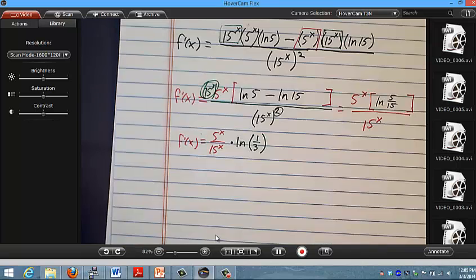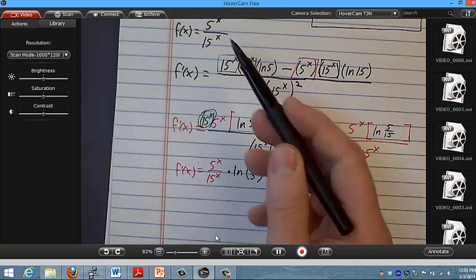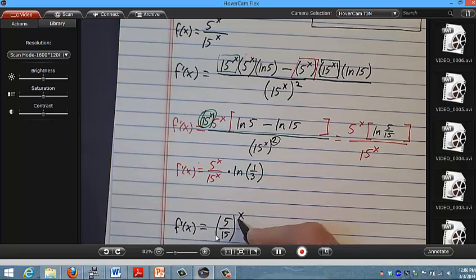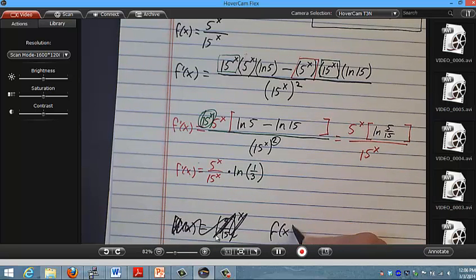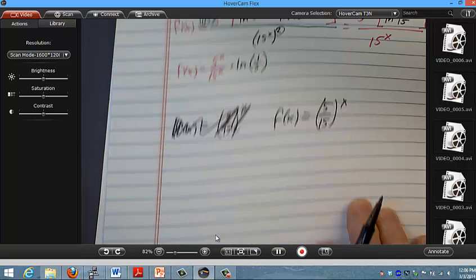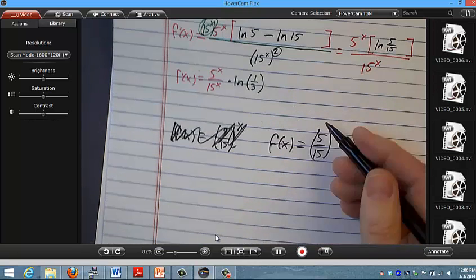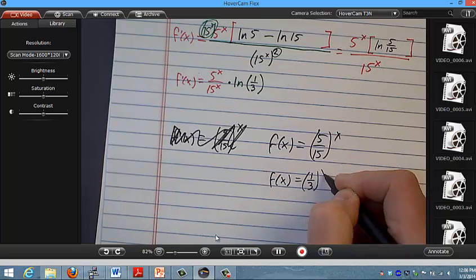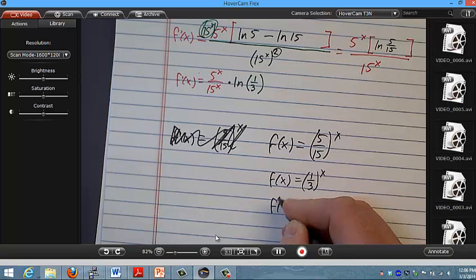I know we wrote the problem the way we did because we wanted you to use the quotient rule. But what if you had had this problem, guys? Say f of x is 5/15 to the x power. Of course, 5/15, you wouldn't write that. What would you write? 1/3. Okay. What's the derivative of 1/3 to the x power?